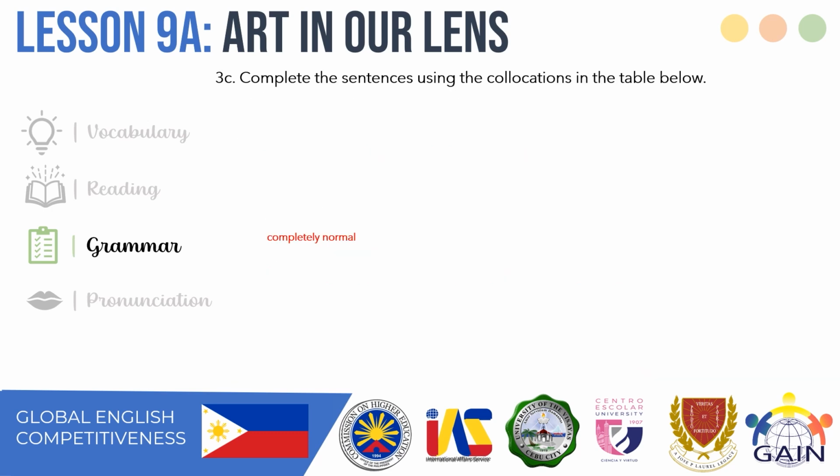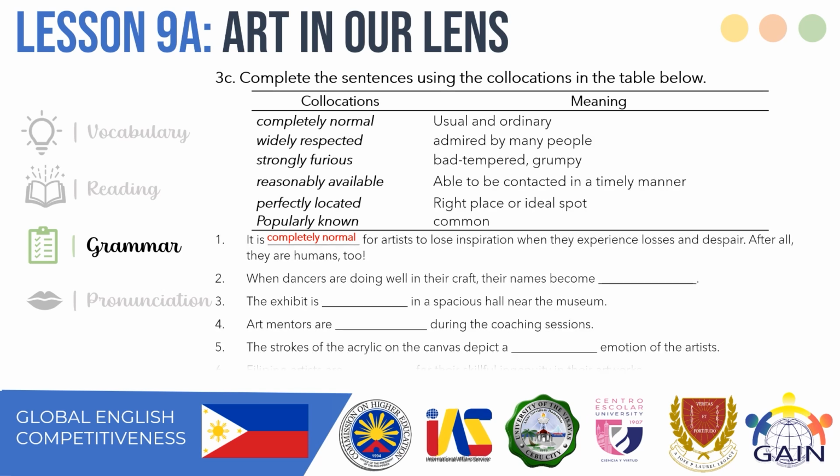The next exercise facilitates your understanding of the grammar point. Complete the sentences using the collocations in the table below. For example, in number 1, it is completely normal for artists to lose inspiration when they experience losses and despair. After all, they are humans too. Now, pause the video and answer items number 2 to 6. Here are the correct answers.